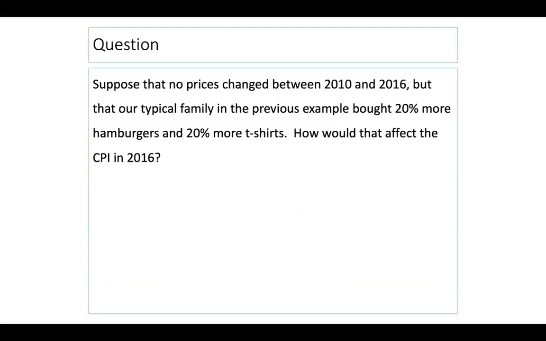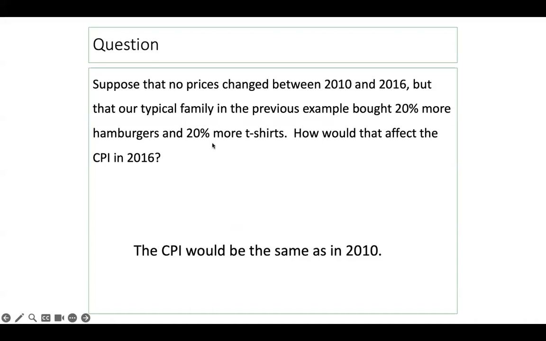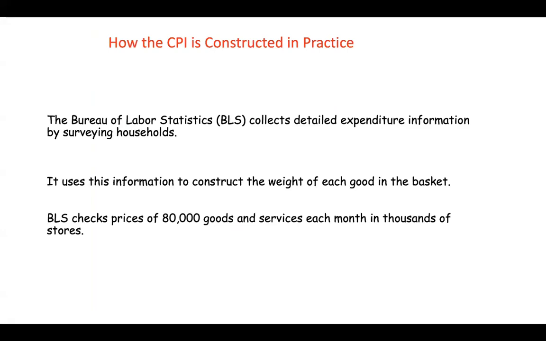Okay. Now, as I was saying here, just because you bought 20% more hamburgers and 20% more t-shirts doesn't mean the CPI changed, because remember, we're keeping the basket fixed at 4 hamburgers, 4 t-shirts and 60 hamburgers. So if the prices didn't change, the CPI would not change. It's not a matter of what people end up actually buying. That's an important thing to notice.